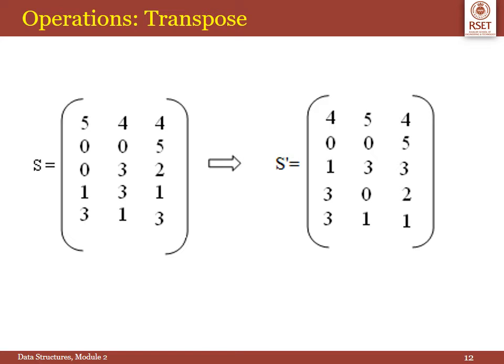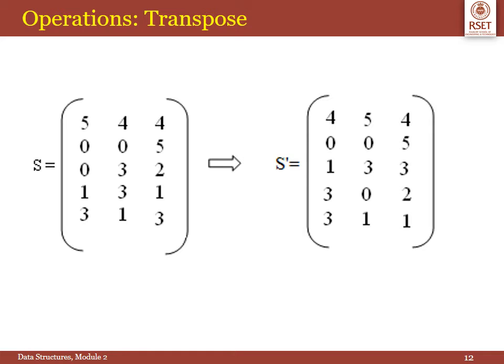So if you're given a sparse form of a matrix S, to form the transpose S dash, we know that we have to arrange the elements in the order of their column, not the order of their row. Suppose you are given matrix S. There are 3 columns: column 0, column 1 and column 2. Here column 1 represents the column numbers of the elements in the original matrix.